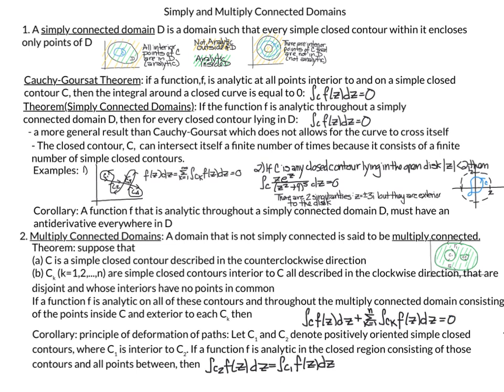And perhaps the most useful and certainly the most interesting result of this is this principle of deformation of paths that says let C1 and C2 denote positively oriented simple closed contours where C1 is interior to C2. If a function f is analytic in the closed region consisting of those contours and all points in between, then the contour integral of C2 is equal to the contour integral of C1.